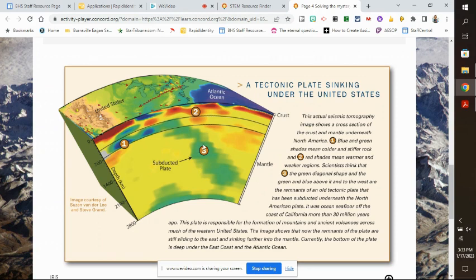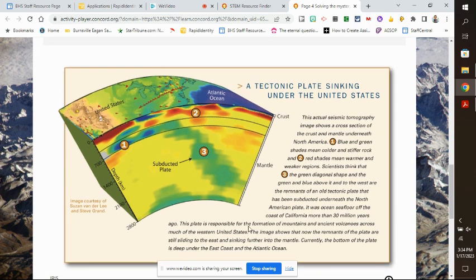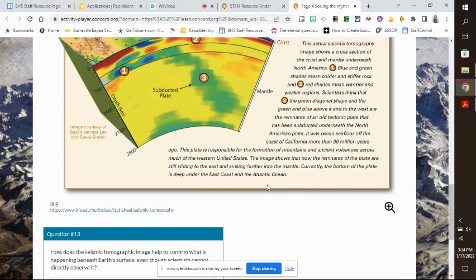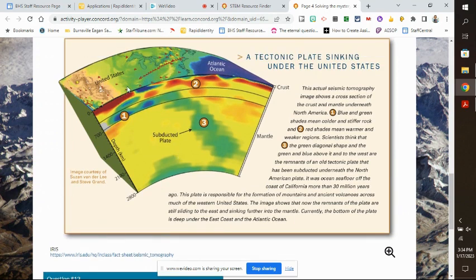Scientists think that the green diagonal shape, and the green and blue above it and to the west are the remnants of an old tectonic plate that has been subducted underneath the North American plate. It was ocean seafloor off the coast of California more than 30 million years ago. This plate is responsible for the formation of mountains and ancient volcanoes across much of the western United States. The image shows that now the remnants of the plate are still sliding to the east and sinking further into the mantle. Currently, the bottom of the plate is deep under the east coast of the Atlantic Ocean.